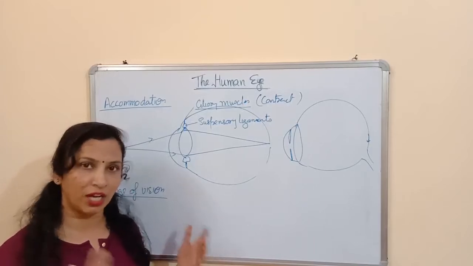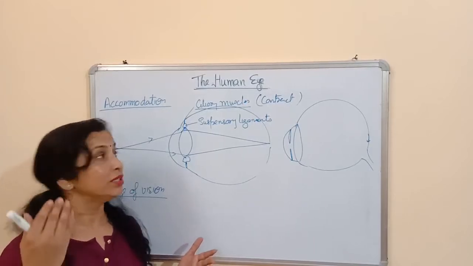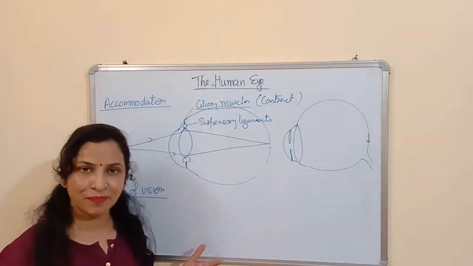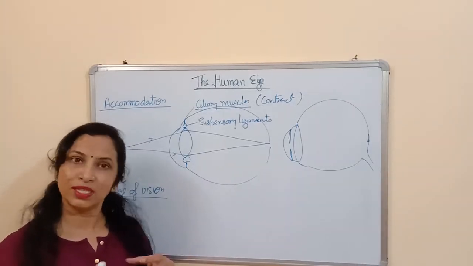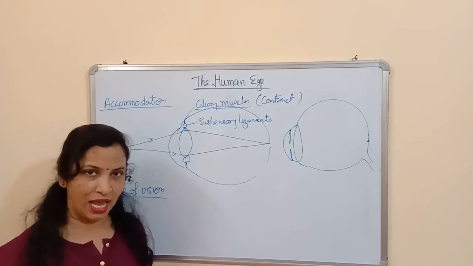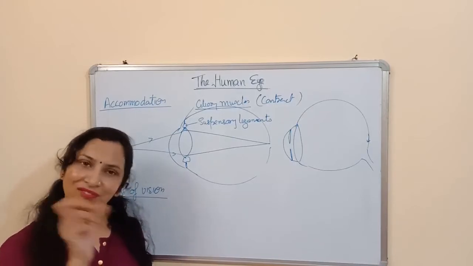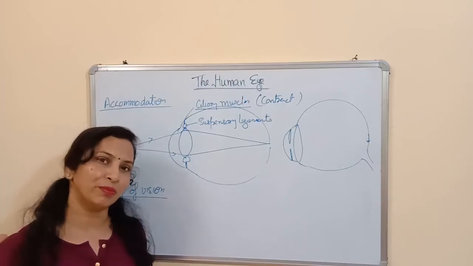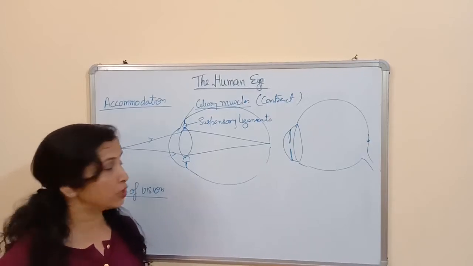If you want to see the far object, what will happen? The ciliary muscles get relaxed, the suspensory ligaments pull the lens, and the lens becomes thin. It means the focal length will increase, so that the lens can focus all the light rays coming from infinity onto the retina. So this is the first case.